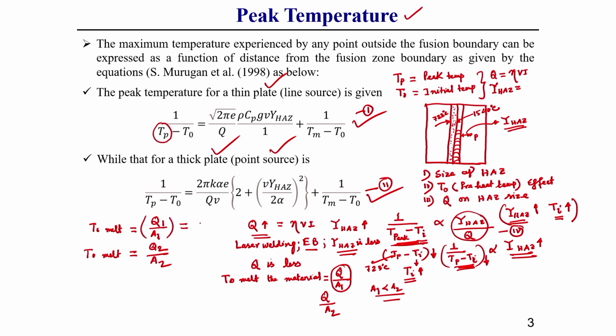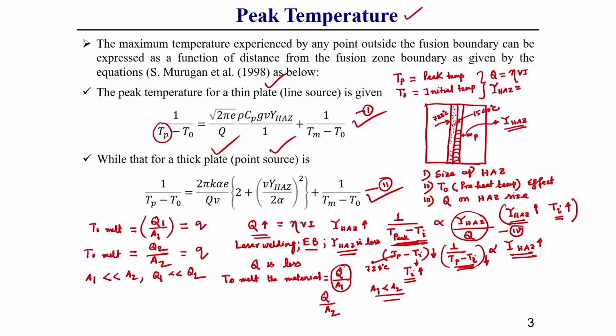So, let this be equal to Q, and this should also be equal to Q. Now, from here itself you can get the idea: if A1 is much lesser than A2, then you can say Q1 is also much lesser than Q2. This you should keep in mind.